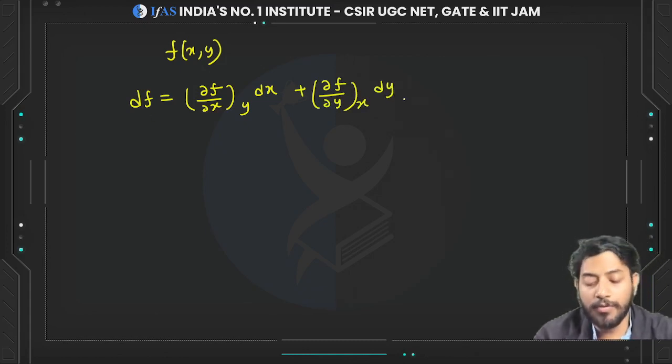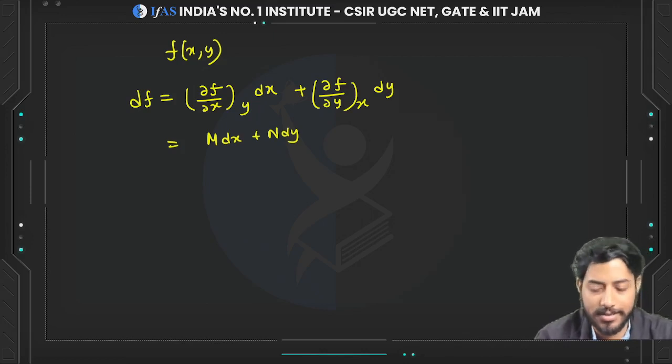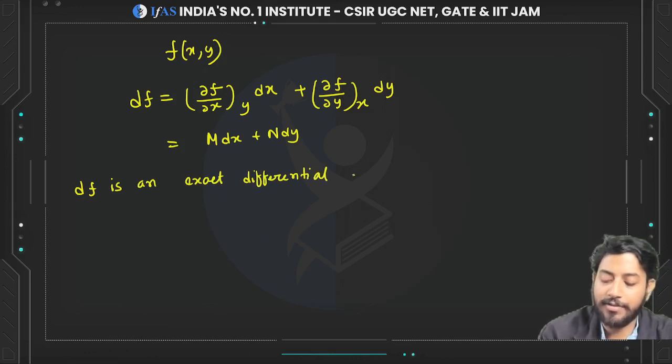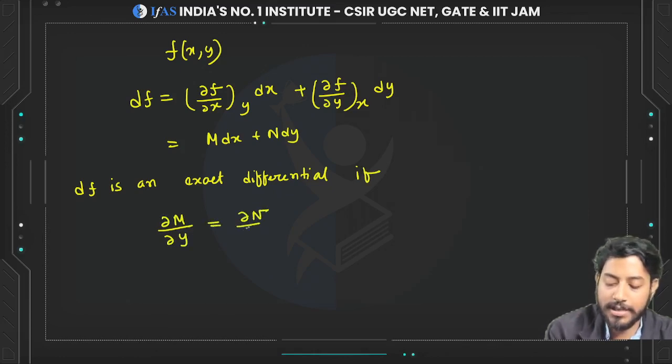Now how would you prove that this df is an exact differential or not? So if I can write it like M dx plus N dy, where M is my partial differentiation of f with respect to x at constant y and N is my partial differentiation of f with respect to y at constant x, then df is an exact differential if partial differentiation of M with respect to y is equal to partial differentiation of N with respect to x.